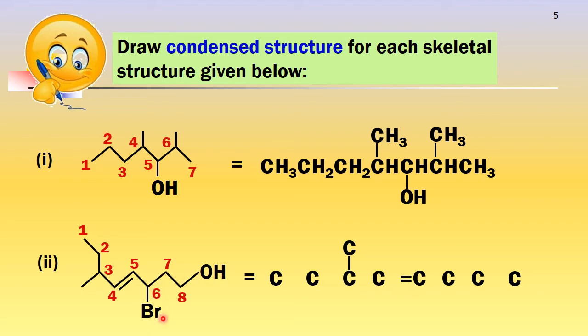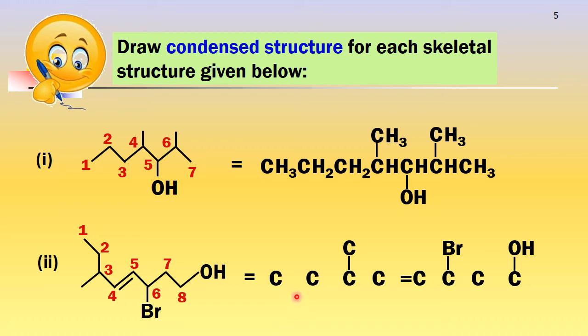Carbon number 6 attach a bromine atom. So this is carbon number 6. Write a line and label the bromine atom. And the last carbon, number 8, is attached to a hydroxyl or OH group. So this is carbon number 8. Write a line and label the OH group. So we are now done with the carbon skeletal and the branches. Next, we are going to count the hydrogen atoms on each carbon.